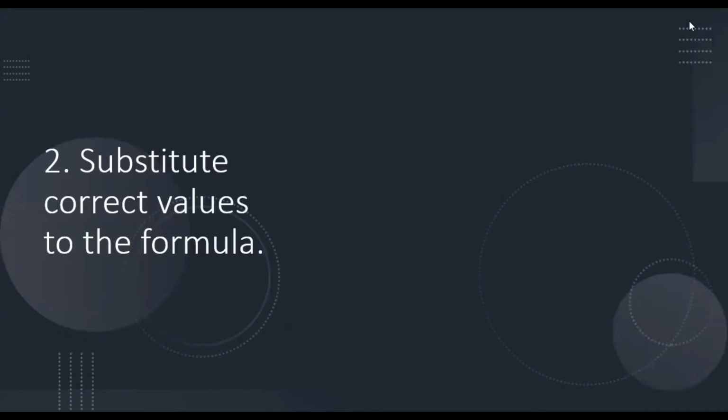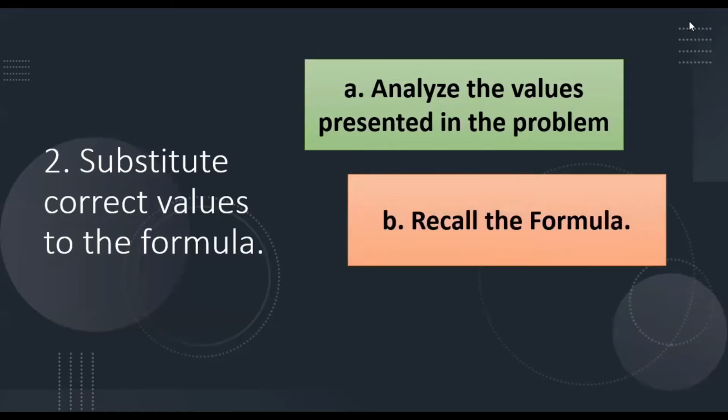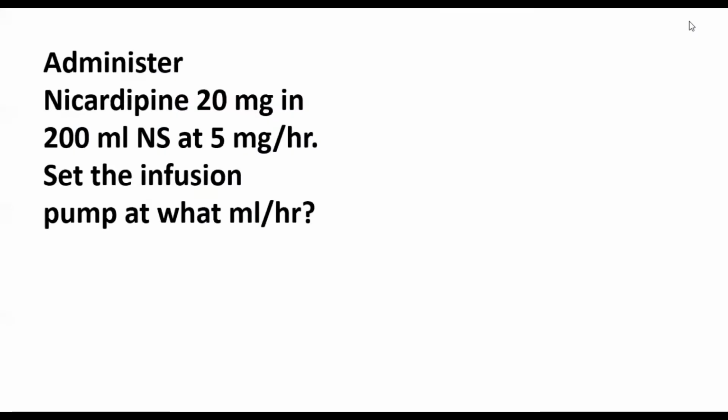After knowing the types of the problem and the corresponding formula, the second consideration is to substitute the correct values to the formula. This is done by, number 1, analyzing the values presented in the problem, 2, recalling the formula, and 3, substituting it carefully. Example of the problem: administer nicardipine 20 milligrams in 200 ml of normal saline at 5 milligrams per hour. Set the infusion pump at what ml per hour.